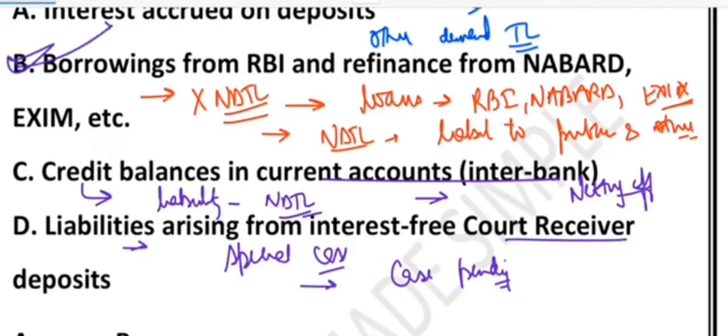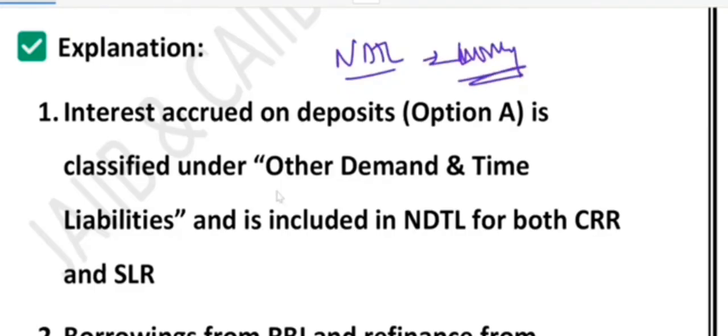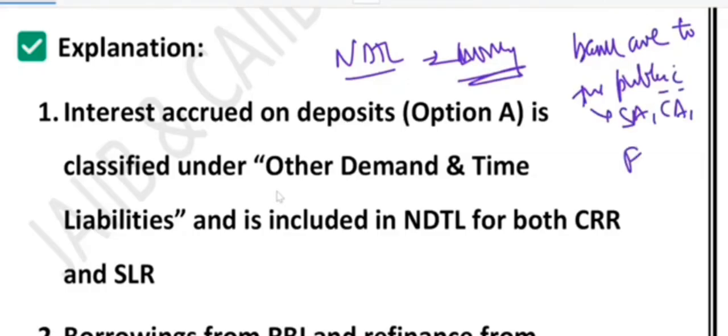So let's summarize what we have learned in this particular question. What is NDTL? I told you NDTL means how much money the bank owes to the public and other banks in the form of saving, current and fixed deposits. In short, NDTL is how much money the bank owes to the public, in the form of saving account, current account and fixed deposit account. So basically this NDTL helps RBI decide how much money a bank must keep as CRR as well as SLR.